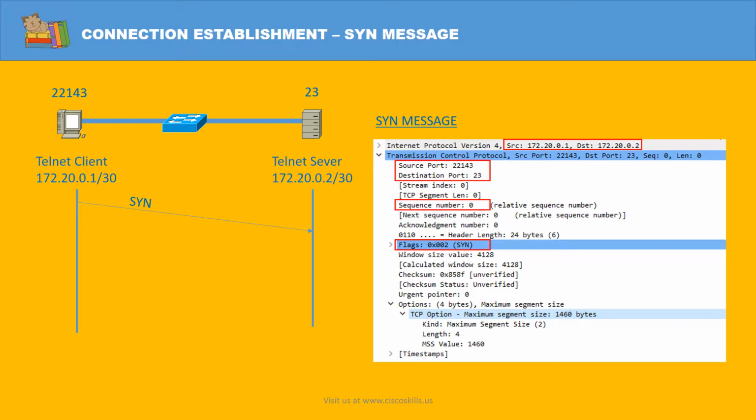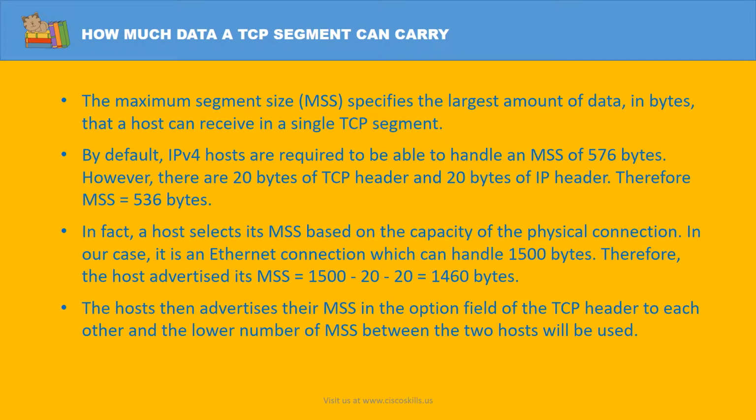In my opinion, the most important information in the SYN message is the maximum segment size. As we know, the data coming from the application layer will be segmented, then put into the data field of a protocol in the transport layer. The question is how much the data is segmented. In TCP, the answer is found in the maximum segment size, MSS. MSS specifies the largest amount of data in bytes that a host can receive in a single TCP segment.